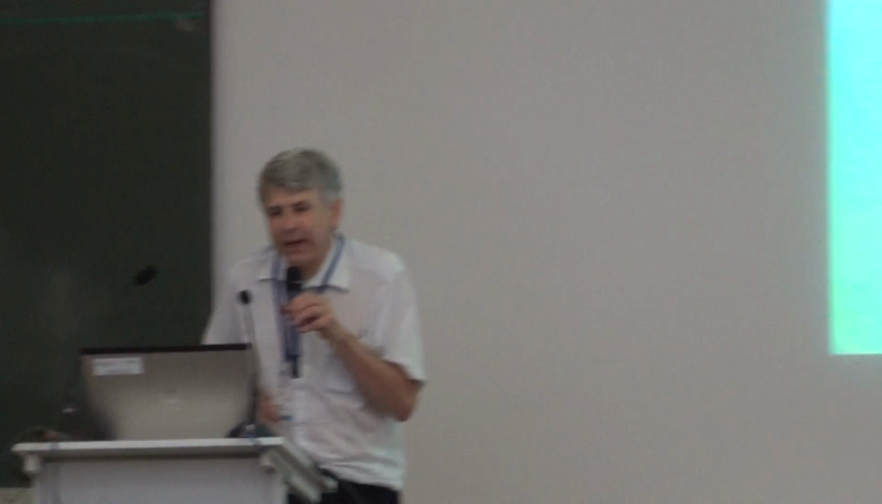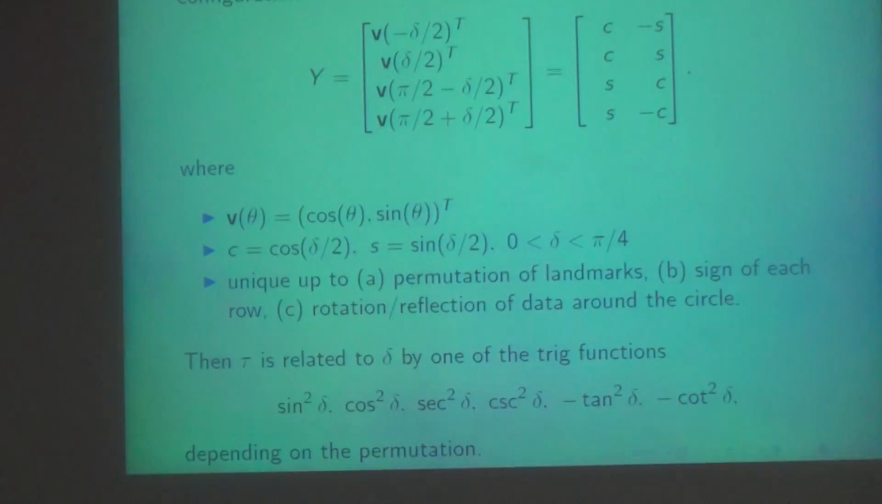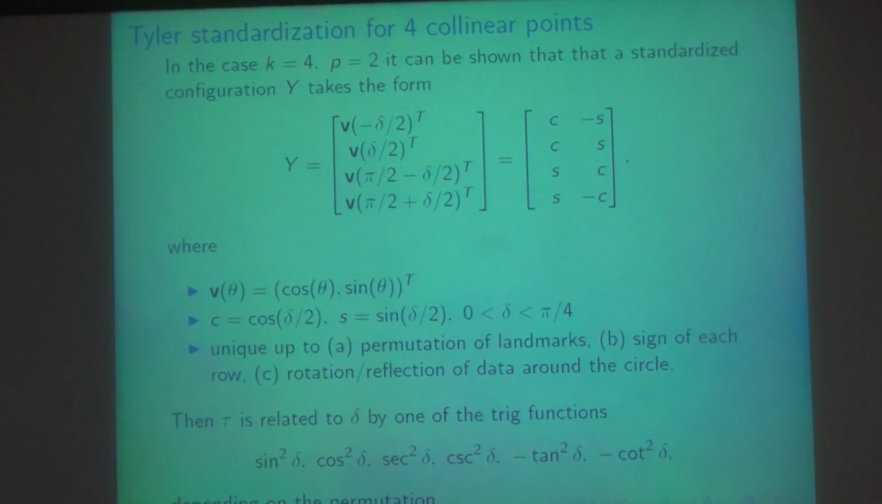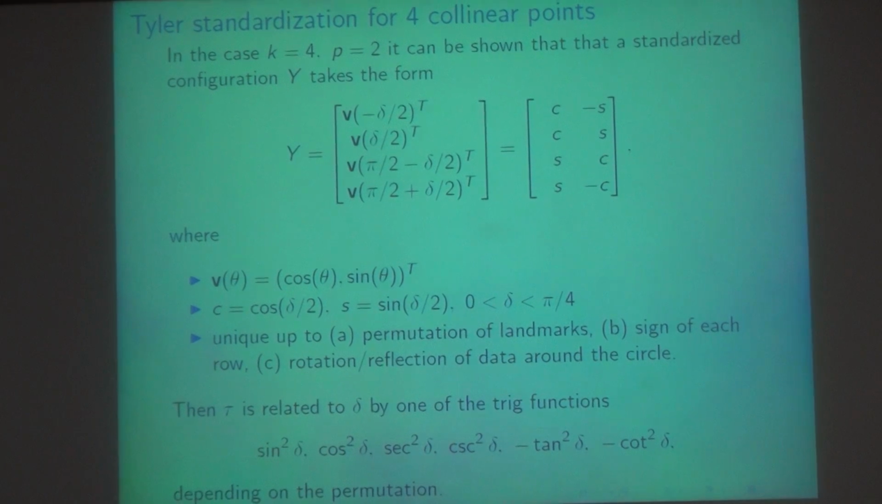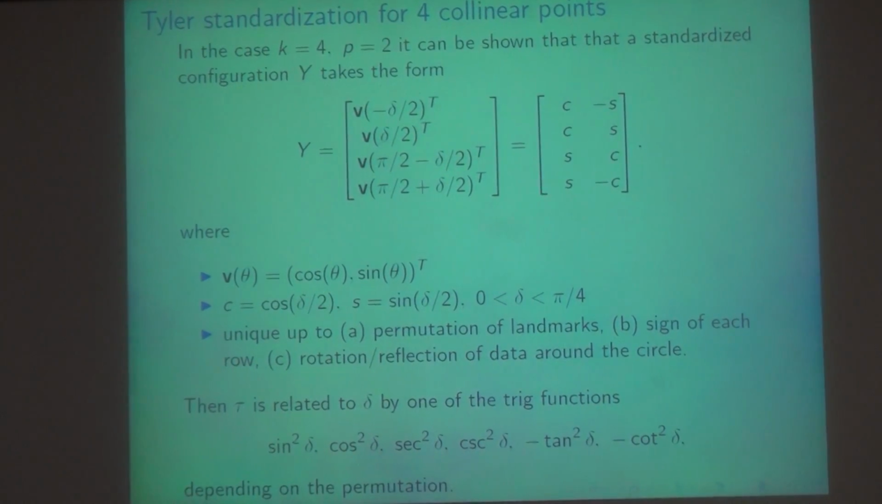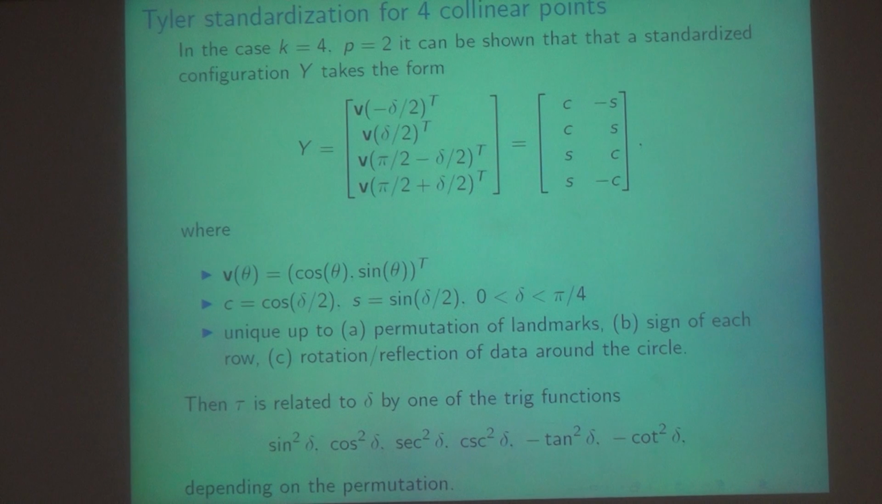So what does it look like in our case? Well, in the picture I showed you before, the first 2 landmarks were equispaced above and below the horizontal axis, so that's C minus S and C plus S. The top 2 landmarks were equispaced around the vertical axis, so that's SC and S minus C, whereas little c and little s are the cosine and sine of half the angle delta.